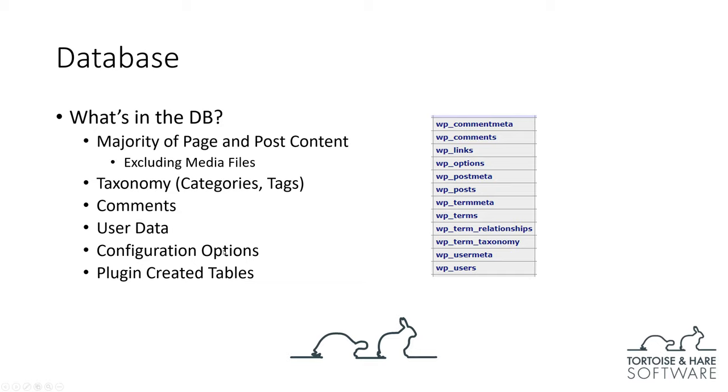And then any configuration options you have for your WordPress installation, such as your permalink structure, date, time, site name, etc. It also stores plugin created tables. Most plugins will have at least a small configuration table that they add to the WordPress database, but there can be all sorts of stuff that a plugin adds into your database. But by default, it's going to be relatively simple. And there's a screenshot of the base WordPress tables here on the right.